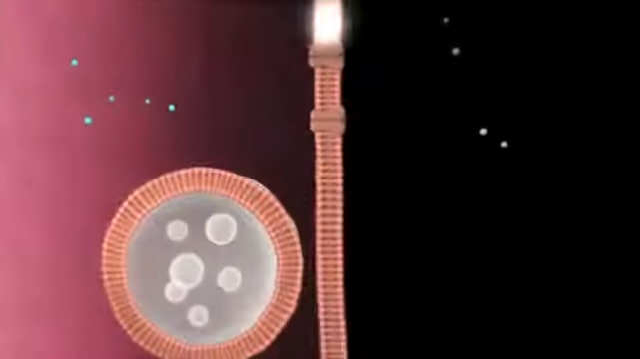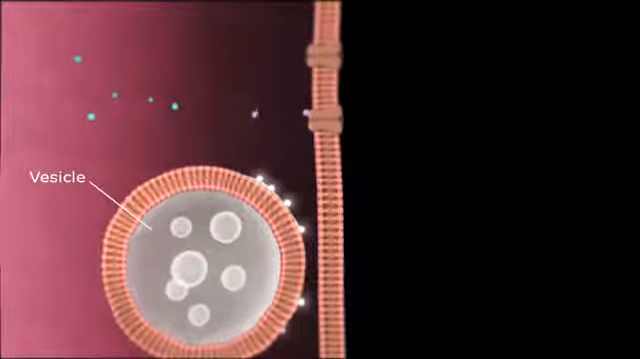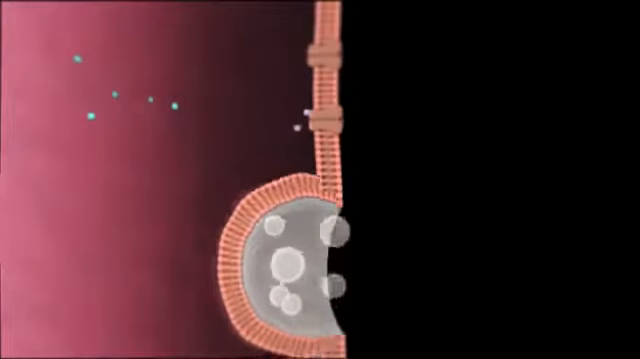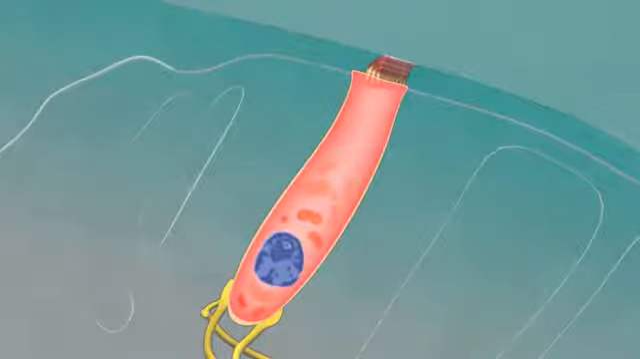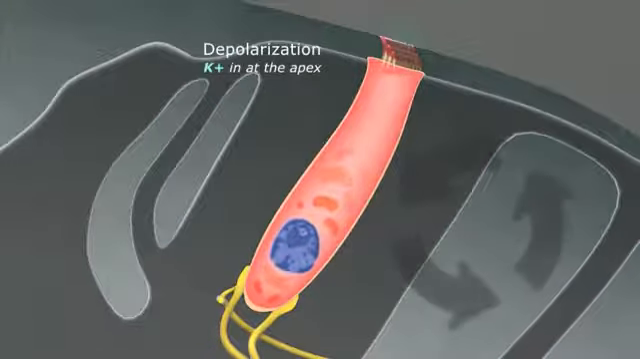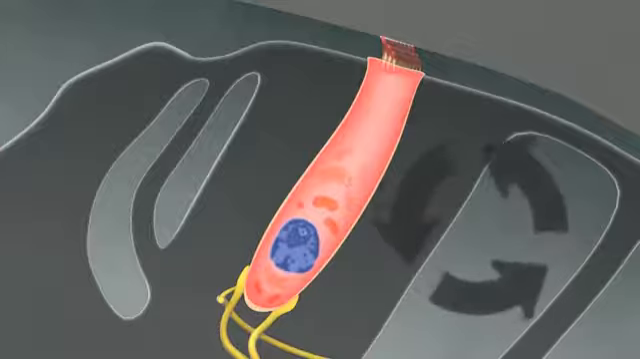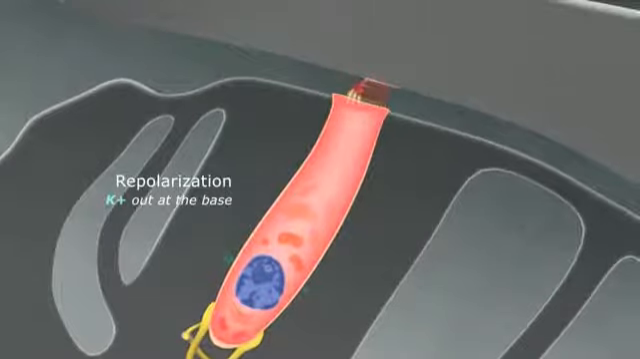This in turn opens calcium channels at the basal end of the cell, leading to vesicular transmitter release to stimulate the nerve. Because the relative voltage and potassium levels are low at the base of the hair cell, potassium flows out of the cell. This establishes that potassium flow through the cell is used for both depolarization, potassium in at the apex, and repolarization, potassium out at the base of the hair cell.